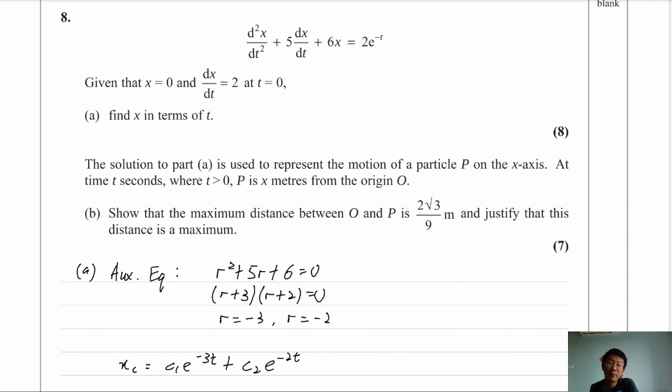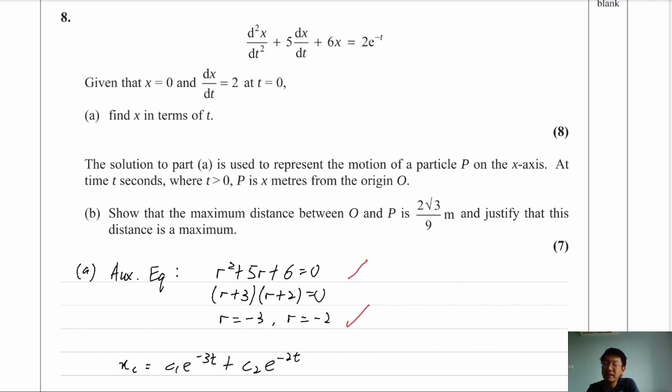For the first part, we know we are going to solve this second order DE. To solve the second order DE, we'll start with the auxiliary equation. From the auxiliary equation, we will find the roots, and from these we can form the complementary solution.